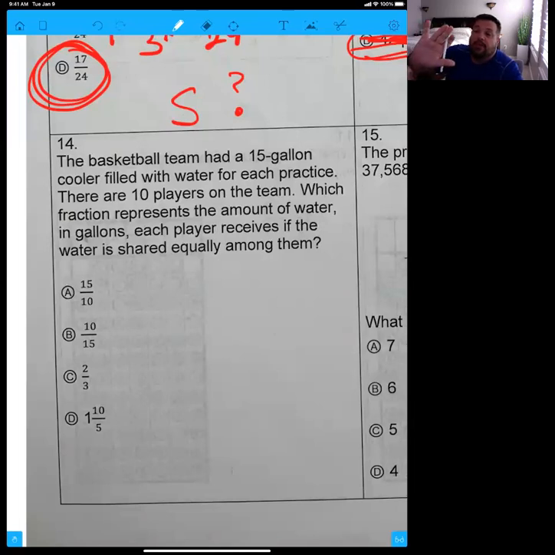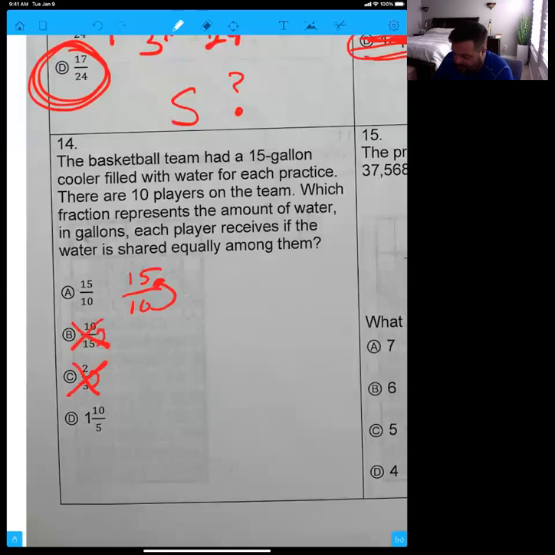So let's go through and eliminate all the choices that are less than 1. 10 over 15 is less than 1, so it does not work. 2 over 3 is less than 1, so it does not work. So now we're down to 2 choices. I hope you're now seeing that this is the 15 gallons of water and the 10 players dividing into it to share it, right? So your answer is A.